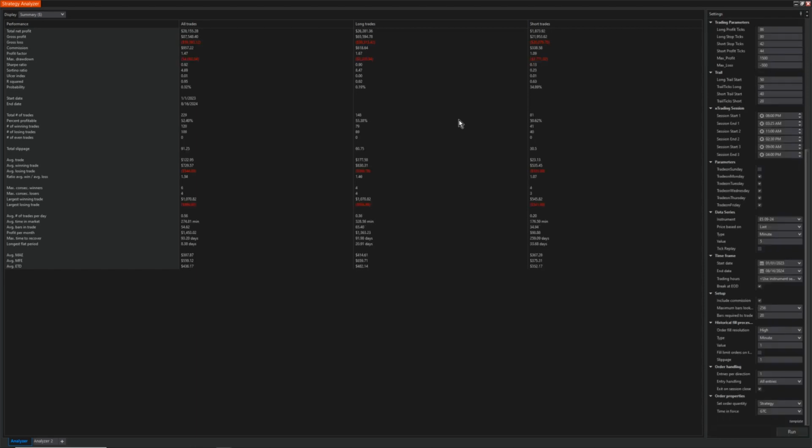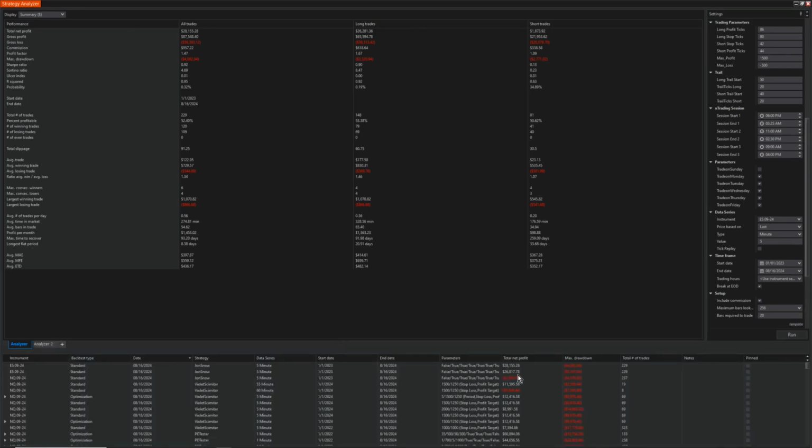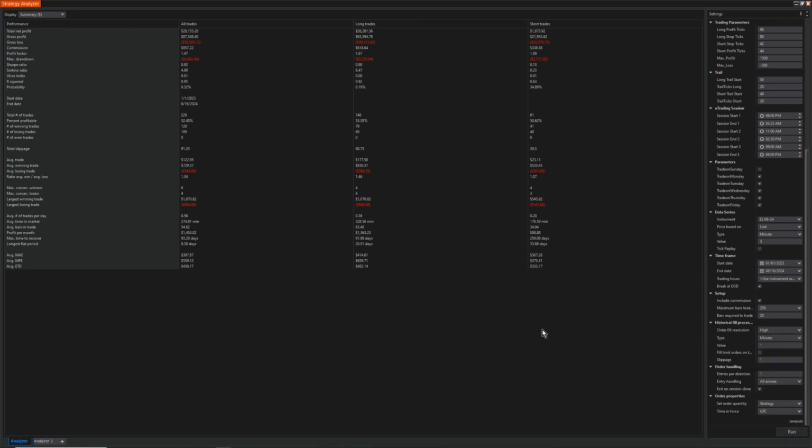Cool. So you can see it actually improved the results, which is fantastic. We like that. So we got a lower drawdown and a higher profit, I think. You can look at your last one here. So with the standard, we got a higher drawdown and lower profit, and then with the higher order fill resolution, we got higher profit, lower drawdown. So in this instance, that's great. That's what we want to see.